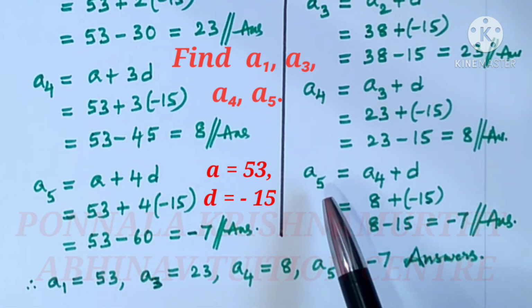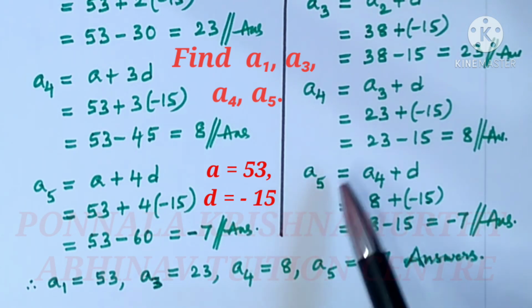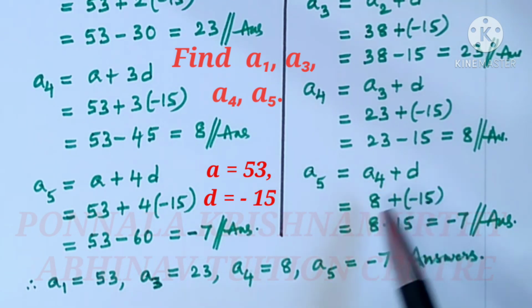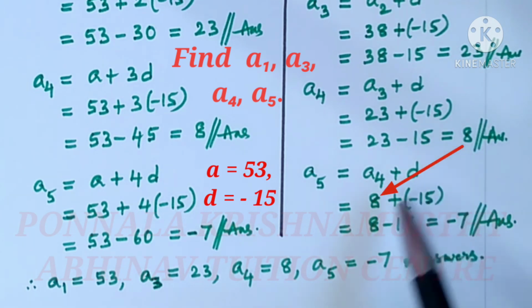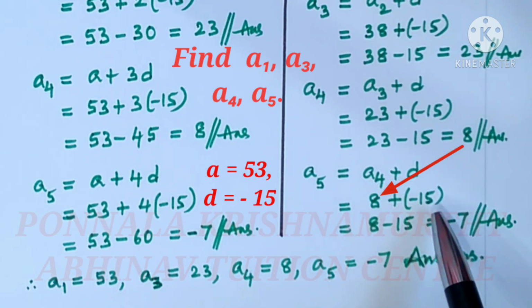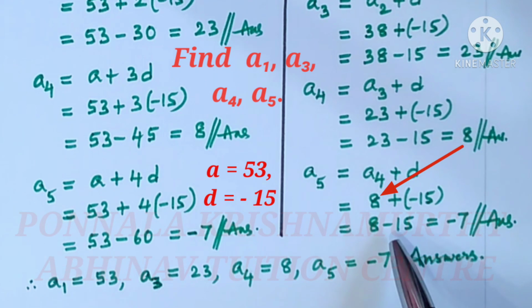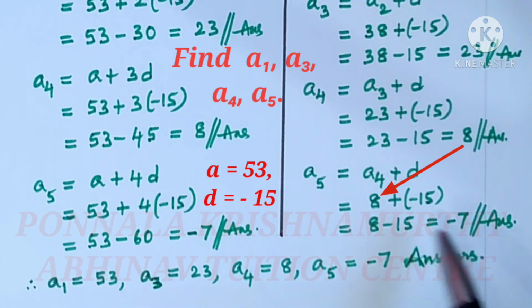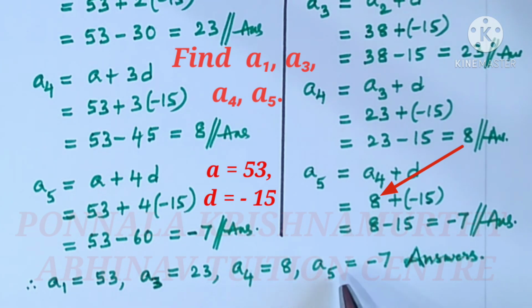In this method, A5 is equal to the previous term A4 plus D, that is equal to 8 plus D is minus 15. 8 plus into minus, minus 15. 8 minus 15. Different sign, subtraction, bigger number sign. That becomes minus 7. So A5 is equal to minus 7. Answer. Same answers. Therefore, A1 equal to 53. A3 equal to 23. A4 equal to 8. A5 equal to minus 7 are the answers.